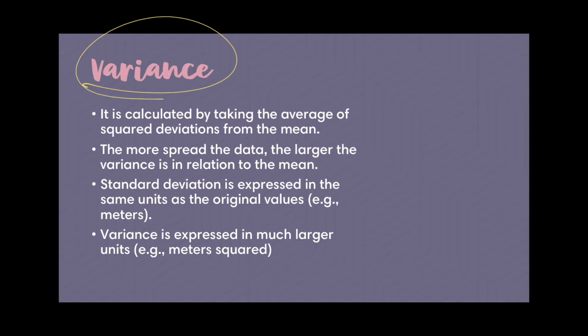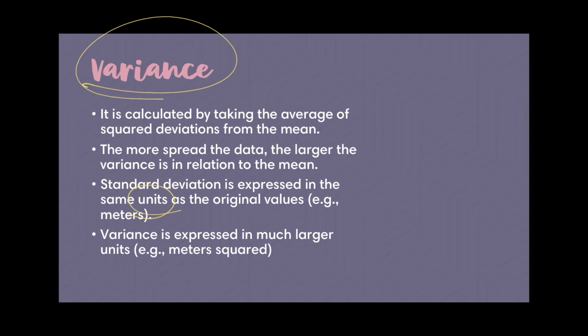So the more spread the data, the larger the variance is in relation to the mean, just like your standard deviation. The difference between standard deviation and variance is that the variance is the squared deviations from the mean, and the standard deviation is the deviations from the mean. So we usually use the standard deviation because it has the same units as the original value of the mean.